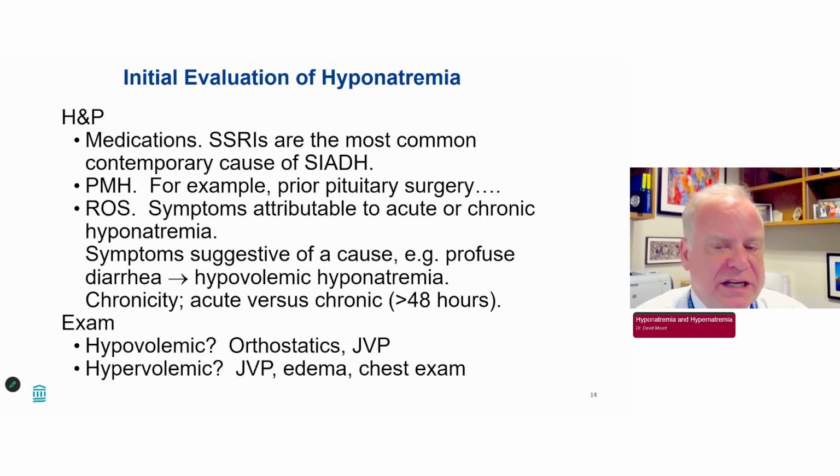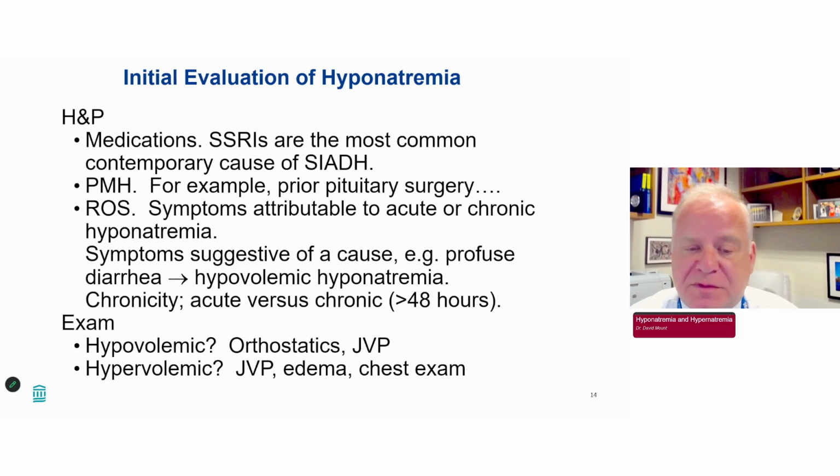So how do we initially evaluate hyponatremia? Well, clearly we need to do an H&P and look for medications. SSRIs and anything that regulates serotonin are the most common contemporary cause of SIADH in my experience. Serotonin activates osmoreceptor neurons, so anything that turns on serotonin tends to turn on SIADH. You need to know what's happened in the past. For example, is this a patient that's had prior pituitary surgery?